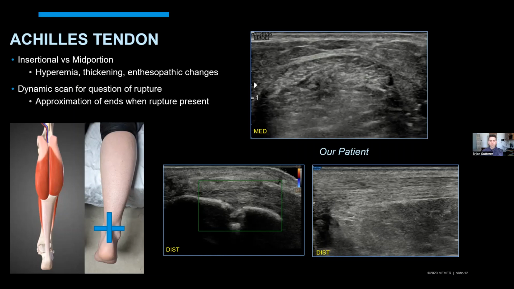But when we see this type of pattern, with some early undersurface fraying, then I stay away from cortisone in this area. And then finally, the report. I think the report was good.